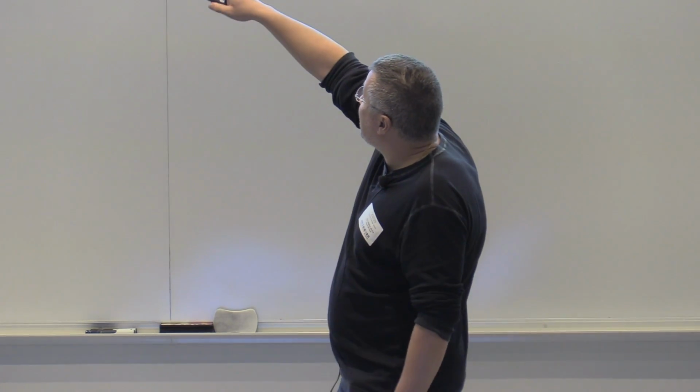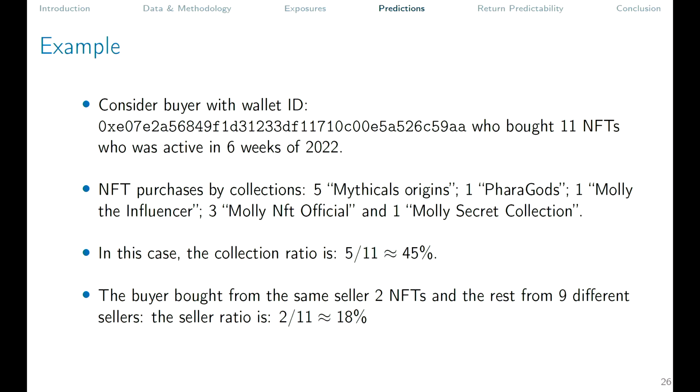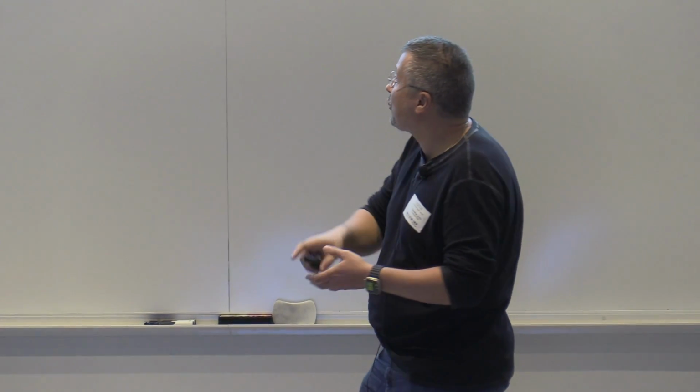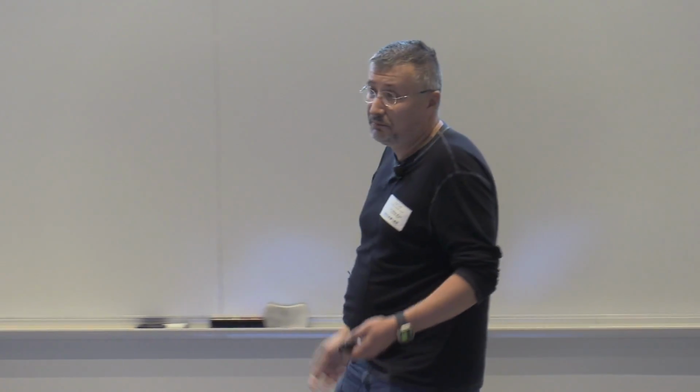So, for example, this is a buyer with a wallet ID ending with 59AA. I don't know who that person is. I could probably track that person, but I didn't. That person bought 11 NFTs and was active for 6 weeks of 2022. That person purchased 5 Mythical Origins, 1 Feather Gods, 1 Molly the influencer, Molly the NFT official, and Molly Secret Collection. So in this case, 5 out of 11, that's the collection ratio, is 45%, held in the top collection. We'll also see what sellers they're buying from. They bought two out of 11 NFTs from the same seller. So this is interesting information. We can probably have much richer information.